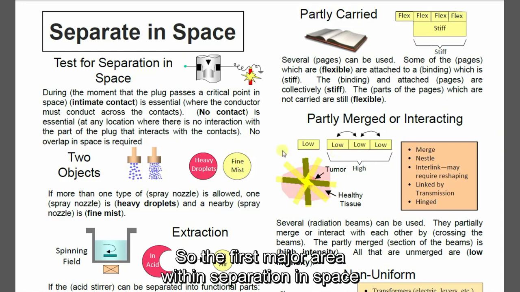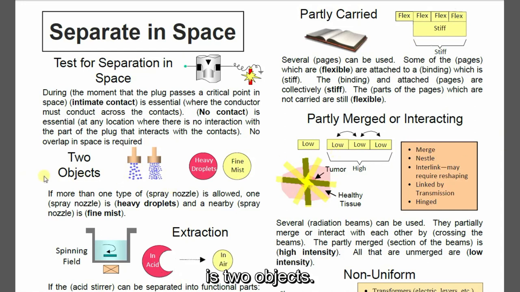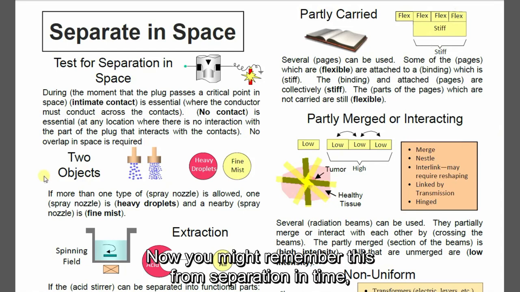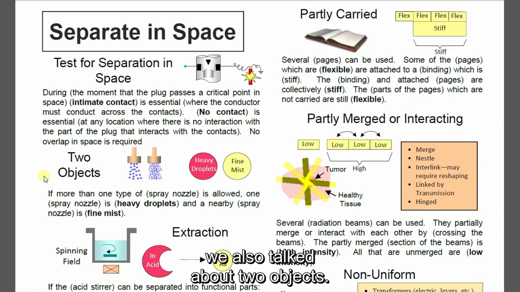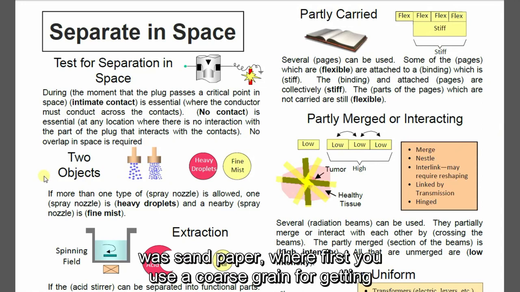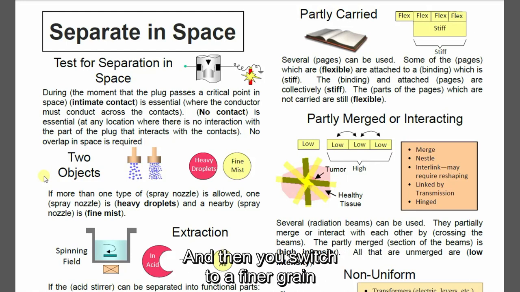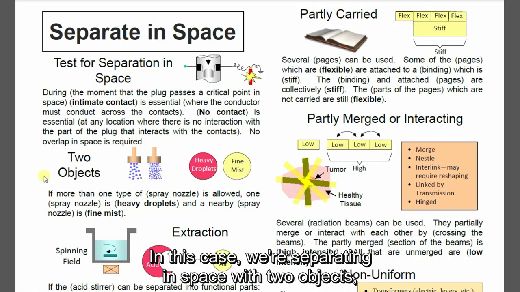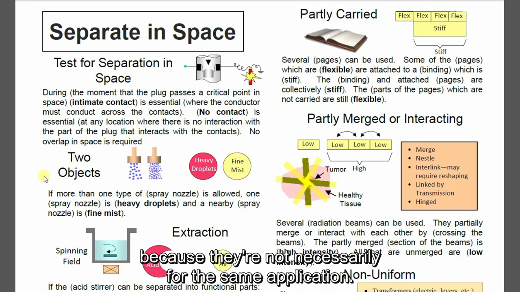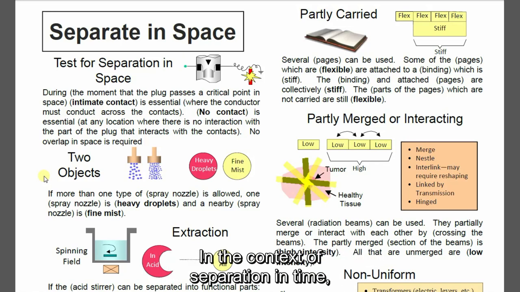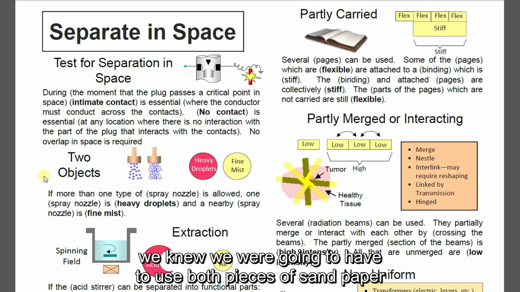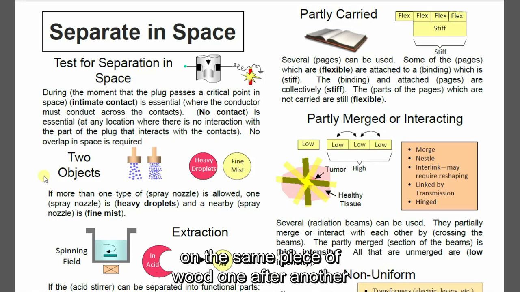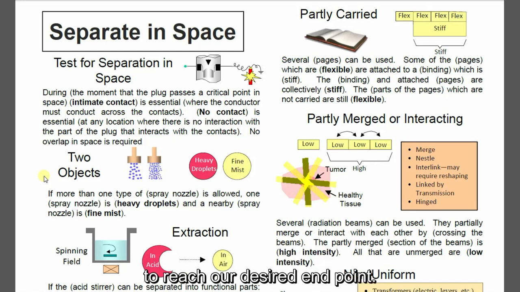So the first major area within separation in space is two objects. Now, you might remember this from separation in time. We also talked about two objects. In that case, I think one of the examples was sandpaper, where first you use a coarse grain for getting the right shape, and then you switch to a finer grain to get it to your desired level of smoothness. In this case, we're separating in space with two objects because they're not necessarily for the same application. In the context of separation in time, we knew we were going to have to use both pieces of sandpaper on the same piece of wood, one after another, to reach our desired endpoint.